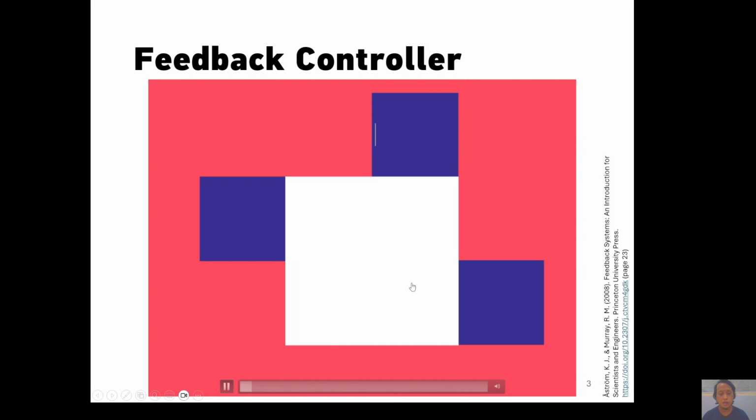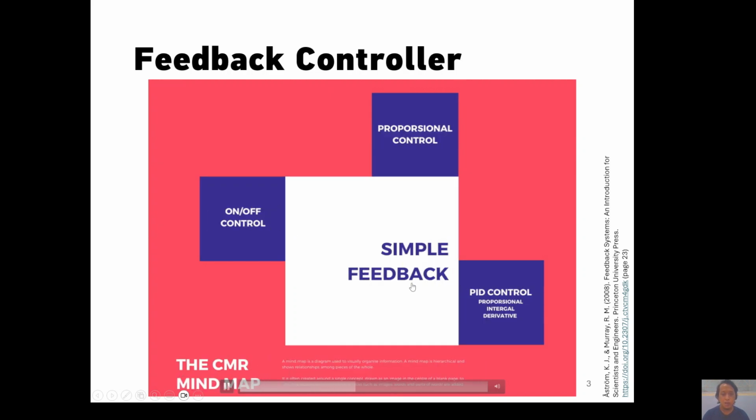This is some mind map from Armstrong K, an introduction for scientists and engineers about feedback systems. A simple feedback system can be classified into three: the first of all is on-off control, and then proportional control, and then PID control.